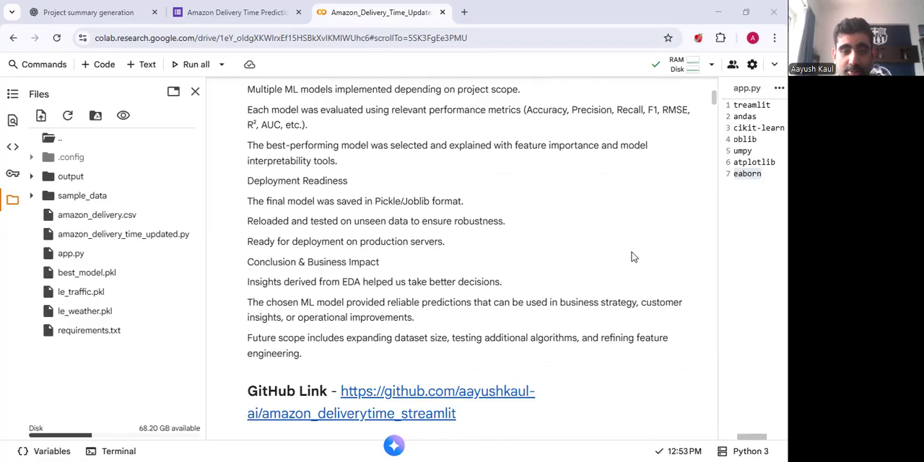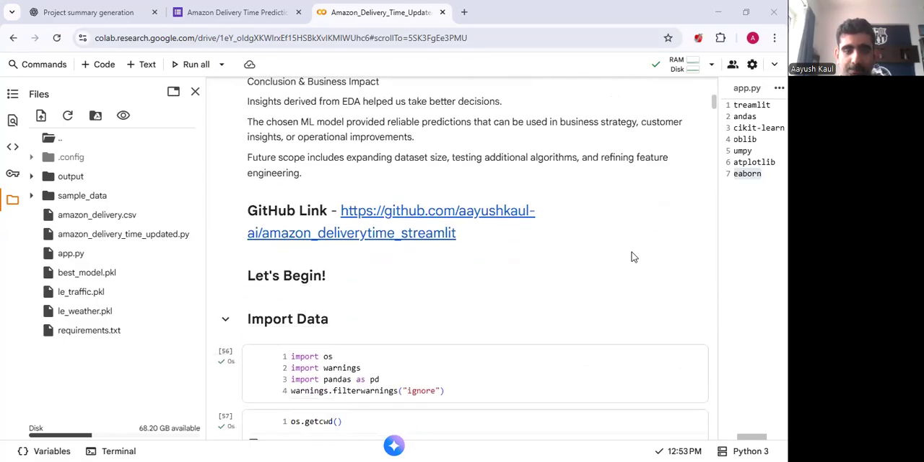And the insights derived from EDA had helped us make better decisions. This is the GitHub link from where we can access the Streamlit app where the model was deployed. And it gives us accurate predictions on delivery times.